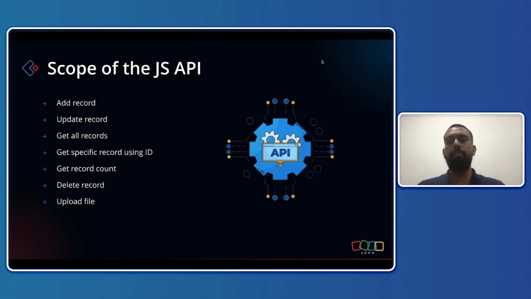Now, let's see what is the scope of JS APIs. You can add records from the widget into the application. You can also update records from the widget into the reports. You can also get records: you can fetch records from the application into the widget, and you can also get specific records by ID. You can also get the record count from the application into the widget. You also have an option to delete records, where with these JS APIs, you can delete records from the widget inside the application, and you can also upload files. So these are all the actions or the scope of JS APIs that are available with the widgets.